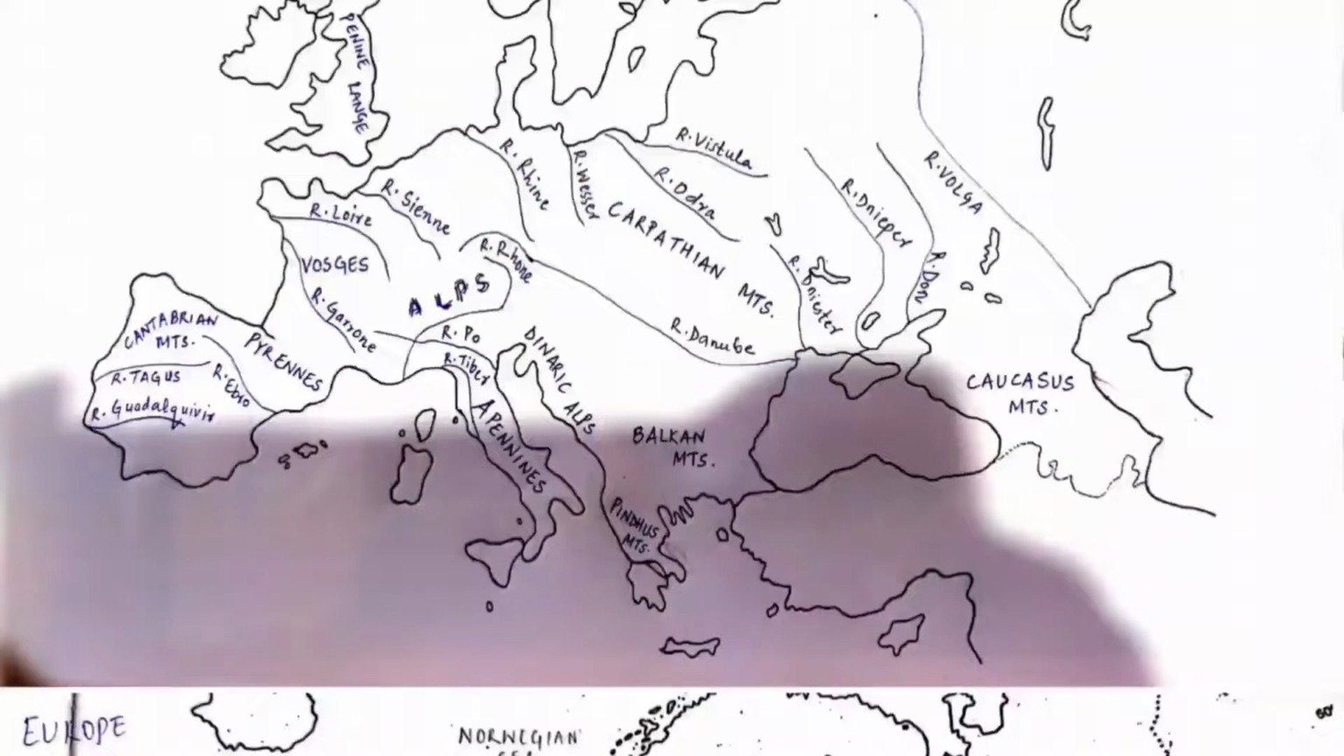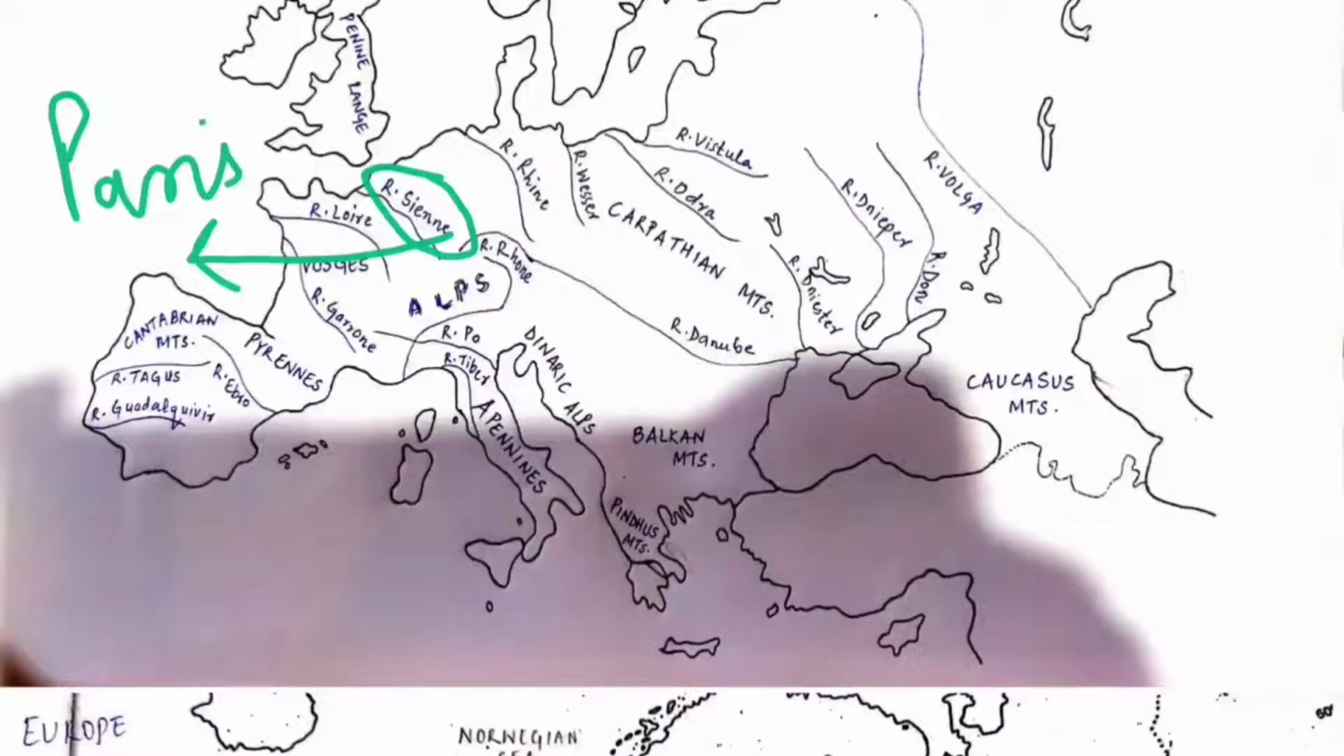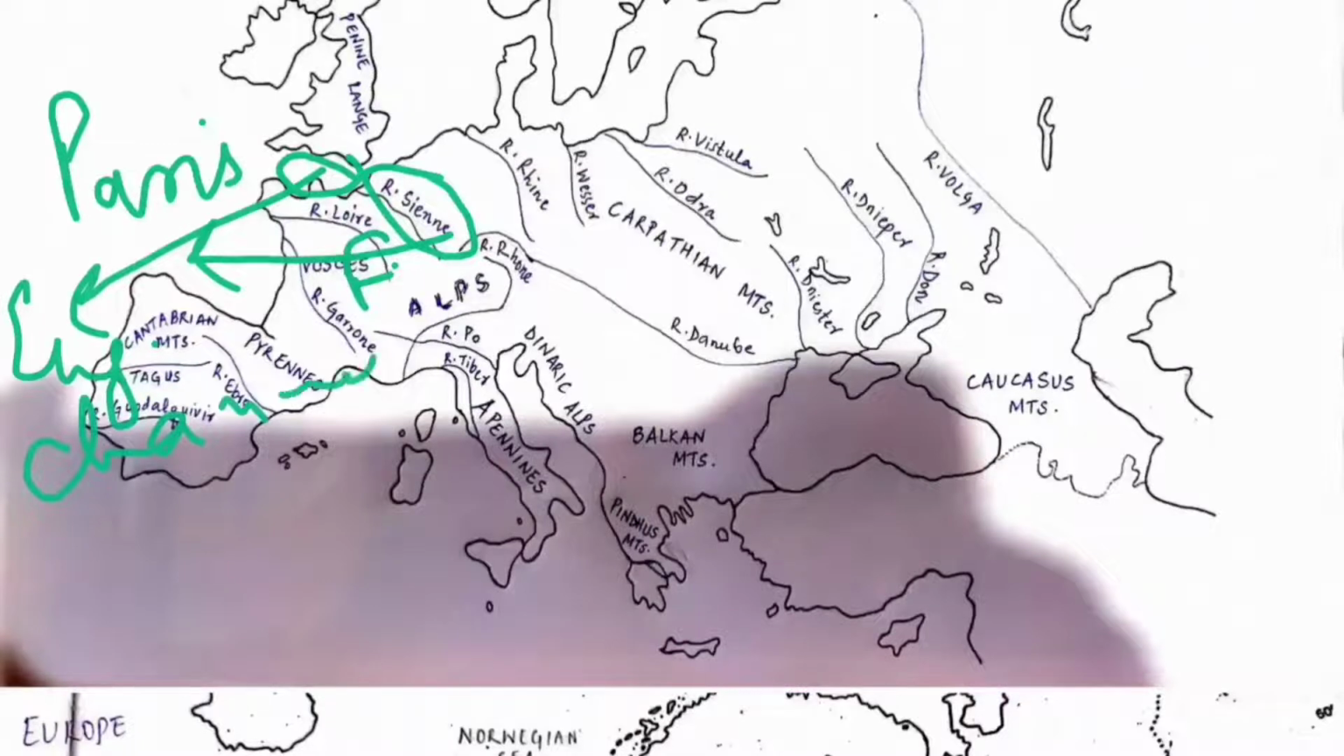Moving forward to our next, this is the River Seine. River Seine is here, and on the banks of River Seine, Paris is located. This is France. This whole region is France. River Seine flows through it, and on the banks of this River Seine, we have Paris located. And this river drains here, and this is the English Channel. We talked about this earlier. So the River Seine drains in English Channel.